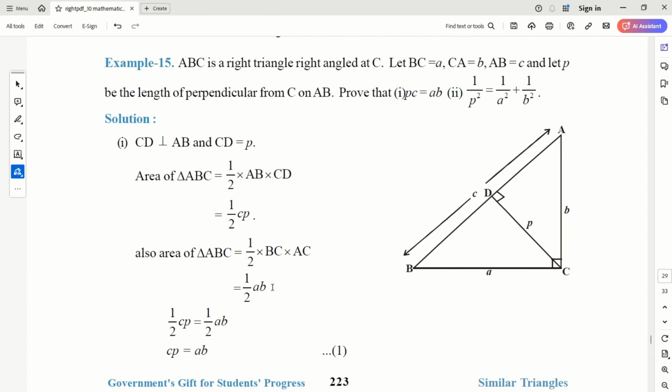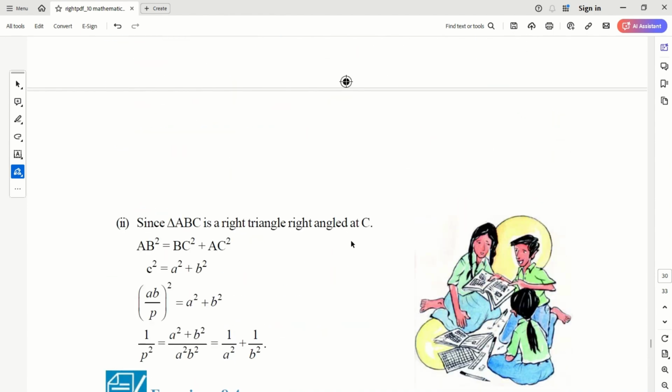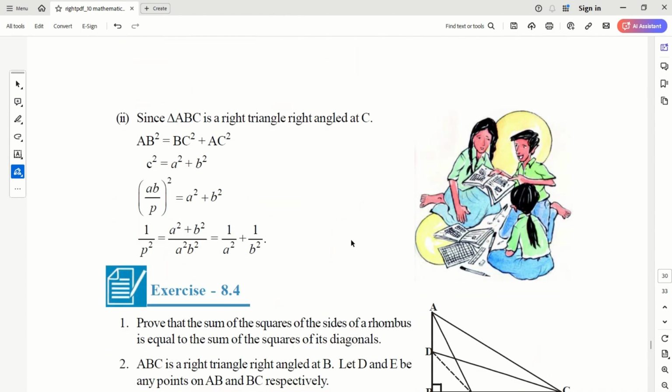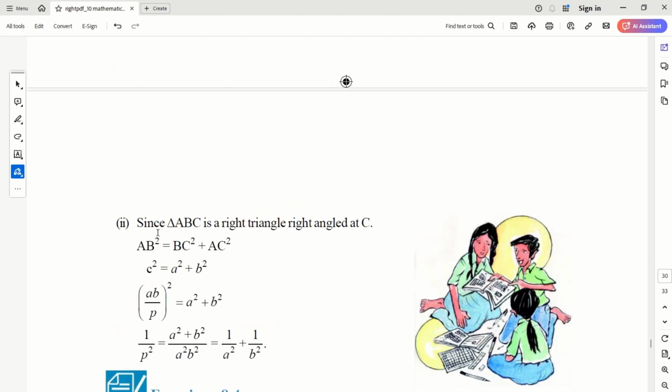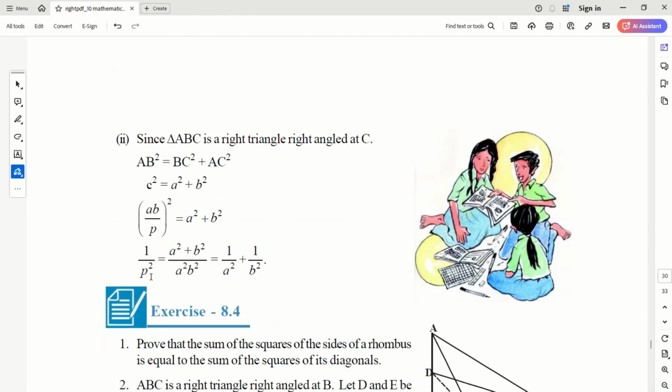Second one is simple. You apply the Pythagorean theorem: c square equals a square plus b square. c is nothing but ab by p. From this you can derive. If you substitute that, this is what you get. So 1 by p square equals, if I take it to the other side, it becomes a square plus b square by a square b square, which I can rewrite as 1 by a square plus 1 by b square.